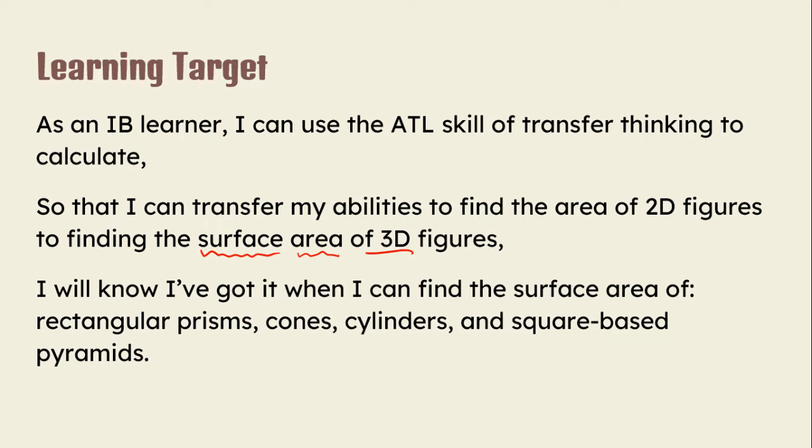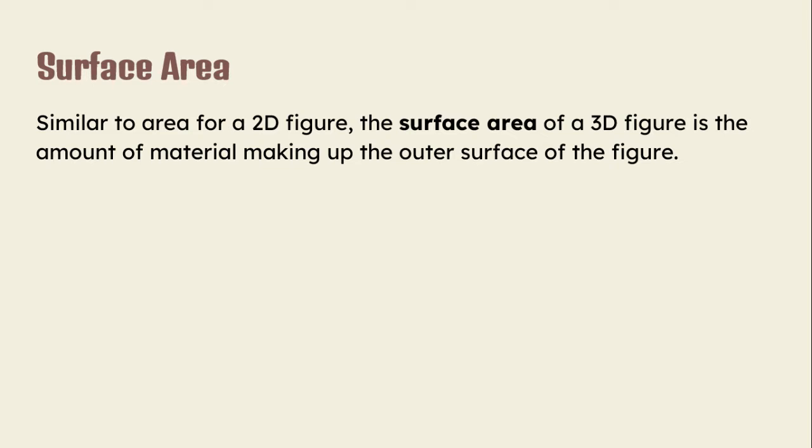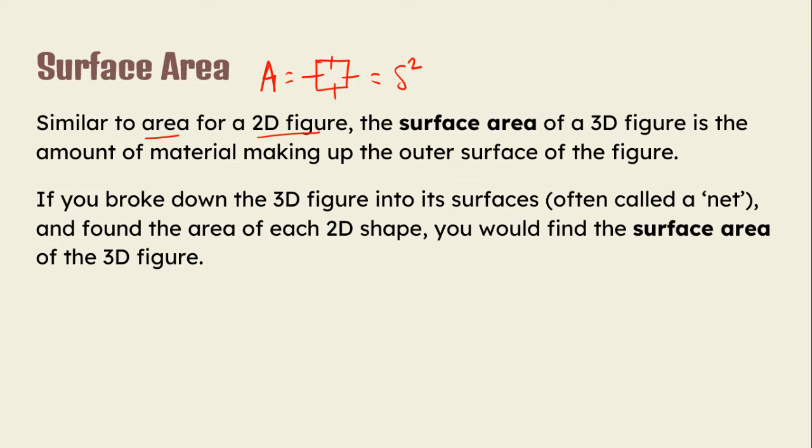So practicing what we've been doing. Let's talk about surface area. We've found the area of 2D figures before using those A equals formulas. Well, surface area of a 3D figure is the amount of material making up the outer surface of the figure. Area of a square, we said, was the side length squared. Surface area is when you have a three-dimensional figure and you're finding the area of each piece of it.